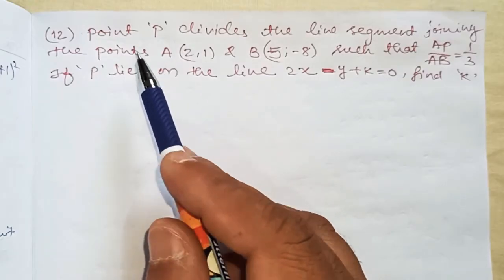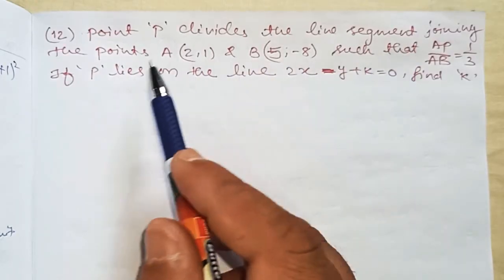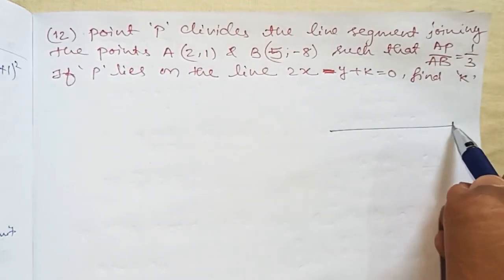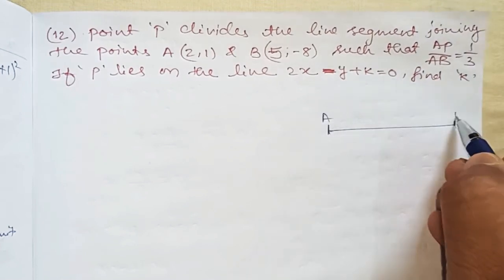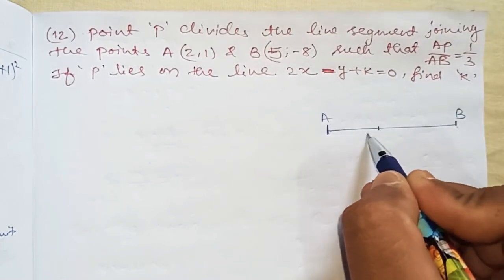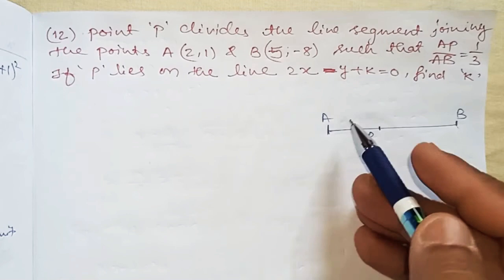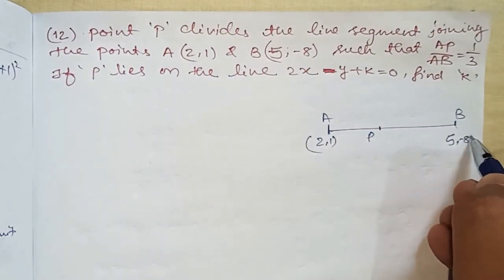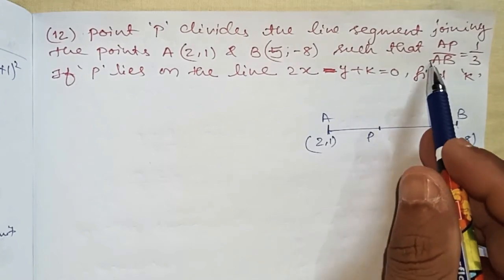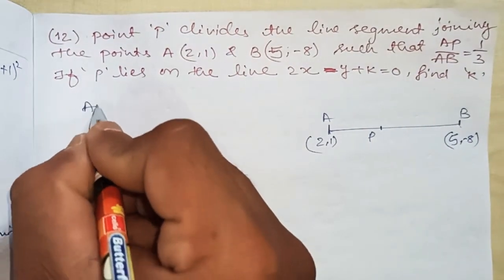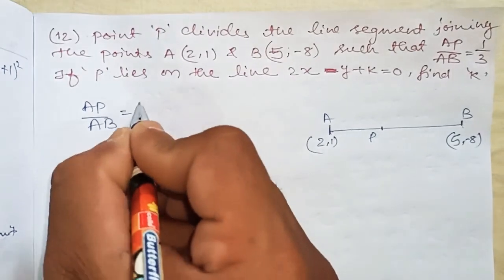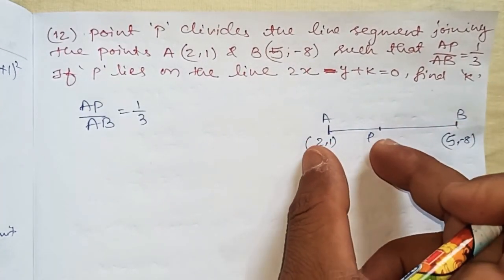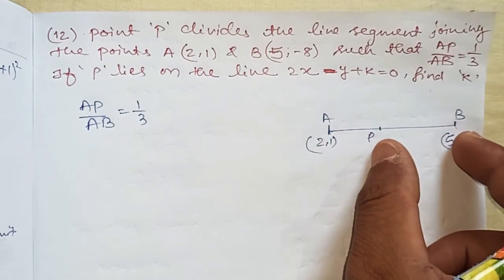Question number 12: it is given point P divides the line segment joining the points A and B. There is a line AB and it has been divided at the point P. The coordinates of A are (2, 1) and B (5, -8), such that AP by AB equals 1 by 3. AP by AB is 1 by 3, that means this is 1, total is 3, so this will be 2.